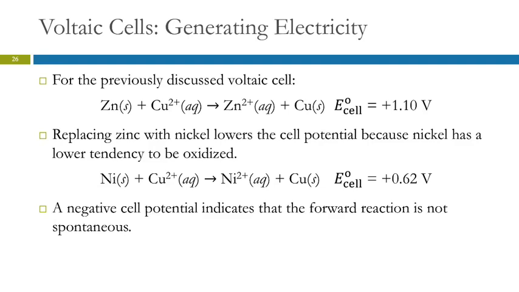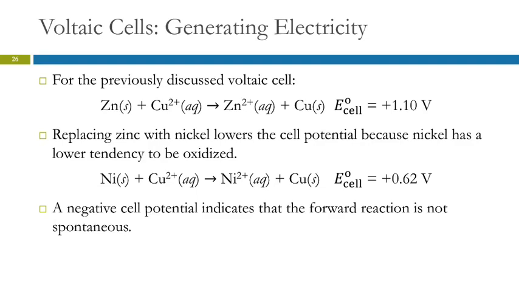So in that cell that we just looked at with the copper and the zinc, the zinc has a tendency toward losing its electrons, and the copper, compared to the zinc, has a greater tendency to accept electrons. And so the standard cell potential here is 1.10 volts. If we put nickel in here instead of zinc, nickel does not have as strong of a tendency to be oxidized, and so the cell potential drops to 0.62 volts. So this would indicate that it's not as spontaneous in the forward direction.